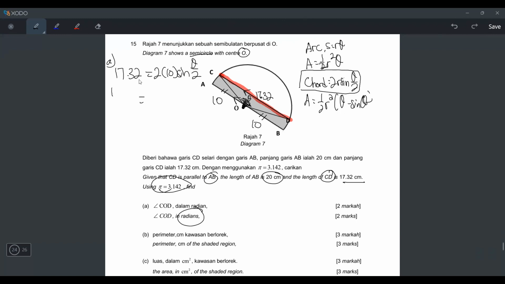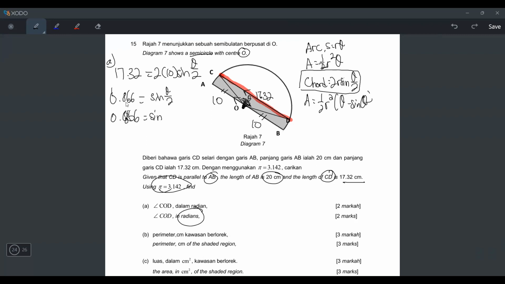Okay, let's press 17.32 divide 20, because 2 times 10 is 20. Okay, I got 0.866. So 0.866 equals sine theta over 2. So if I want to find this angle, I will press shift sine. I will leave the 0.866 here, and then press shift sine 0.866. Shift sine answer: 59 degrees, 59 minutes.